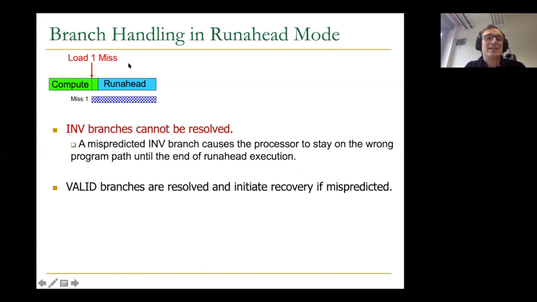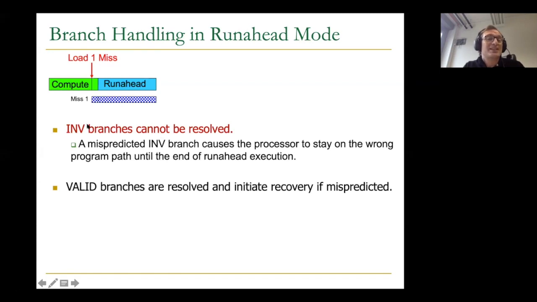Okay, branch handling is a bit easier. If you have a branch that's invalid, meaning one of its inputs is invalid, that means that you cannot resolve the branch, right? This is interesting. Now we rely on the branch predictor when we're executing in Runahead mode. But if it's a valid branch, we can resolve it and we can initiate recovery if the valid branch is mispredicted, because we trust the input values of the valid branch. But if it's an invalid branch, it's not a problem if it's predicted correctly.